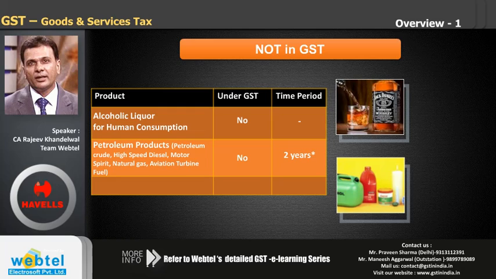Because they want input credit for them. Petroleum products sometimes constitute a significant portion of the input cost, if not a very high portion. If they are out of GST, one will not be able to take input credit, and obviously it will become a cost to the ultimate consumer. That is why the industrial houses are requesting that even petroleum products be brought under GST. But as of now, it is not under GST.